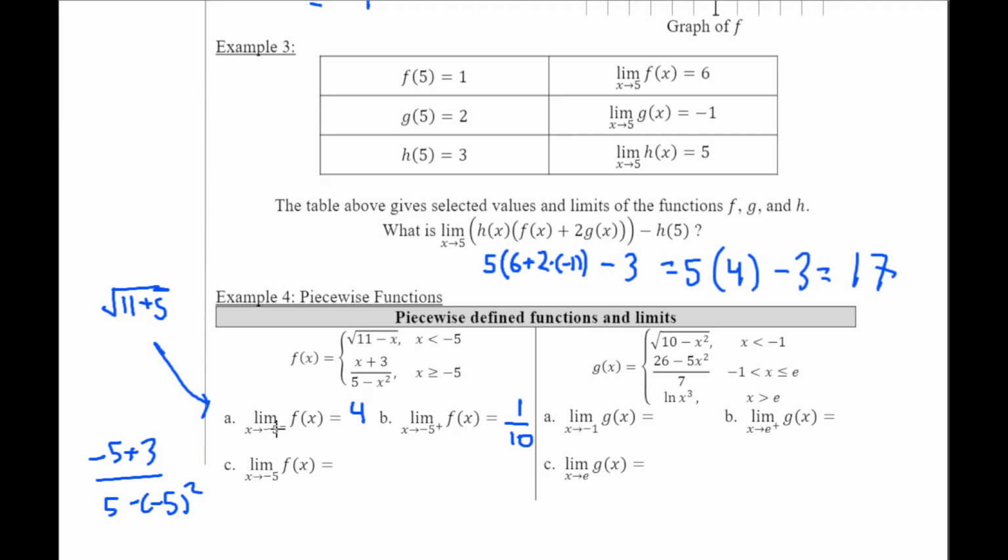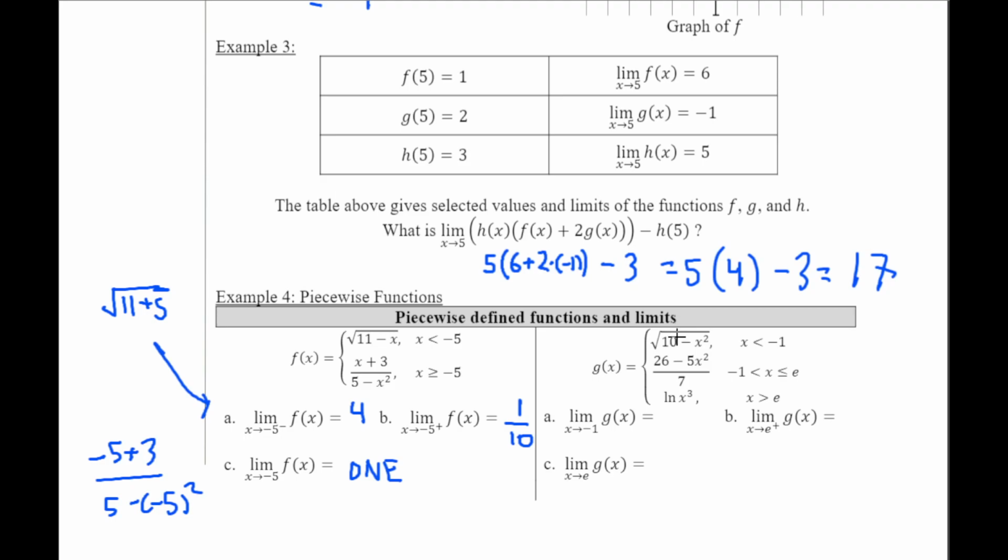So, the left-hand limit is 4, the right-hand limit is 1 over 10. Therefore, the general limit does not exist because the left-hand limit is not the same as the right-hand limit. Let's go to this question here.